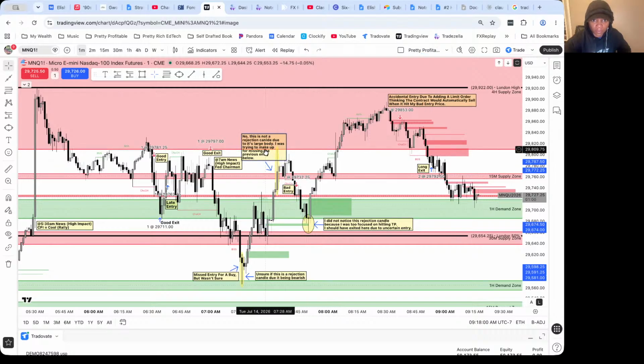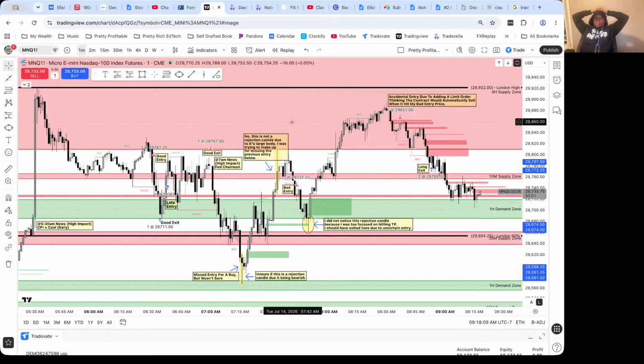That's better. All right. So no, this is not a rejection candle due to its large body. I was trying to make up for missing the previous entry below.